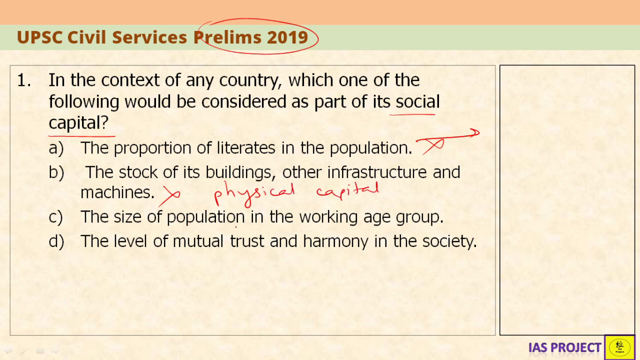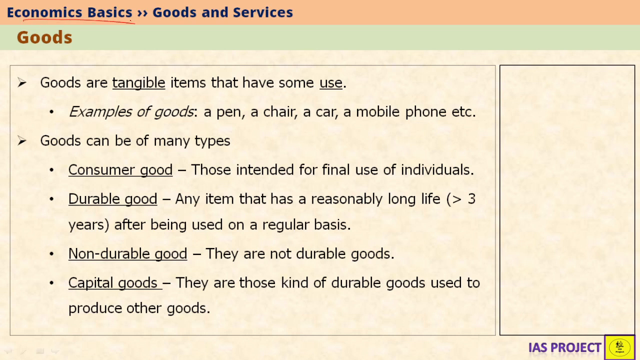The size of population in the working age group? No, this is often called workforce or workers ratio, and other terms can be used to define these. The level of mutual trust and harmony in the society. Yes, this is correct. Let's look at some more basic concepts of economics. Let's look at what goods are. Goods are tangible items. Tangible simply means you can touch them.